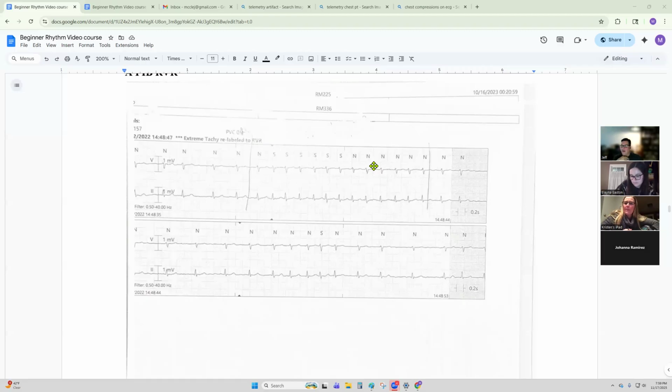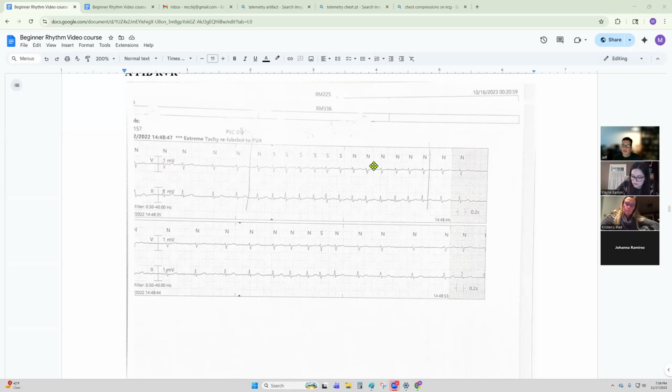So we talk about excited cells wanting to come first, like PACs, PJCs, and PVCs. And real quick, all VTAC is a bunch of PVCs in a row. Just like SVT is a bunch of PACs in a row, all VTAC is a bunch of PVCs in a row, right?